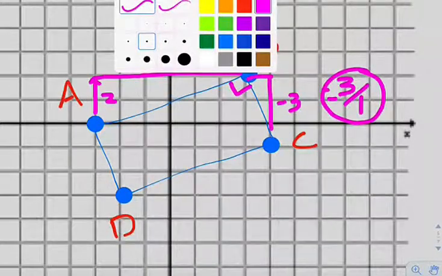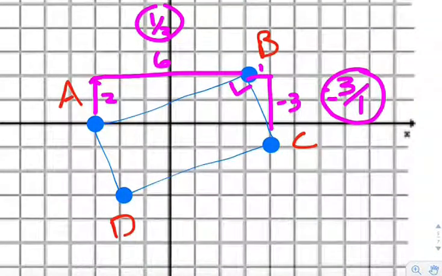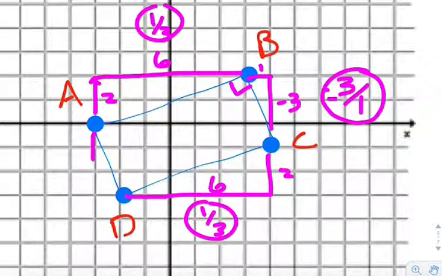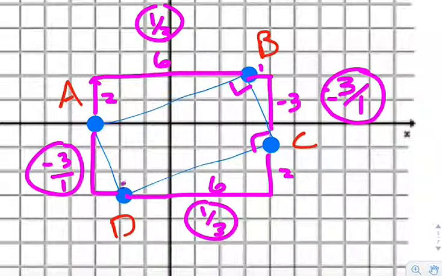Let's go ahead and check the other pairs. Let's see, we have 1, 2, 3, 4, 5, 6, up 2. So that's just like the one on top. It's parallel to the one on top, so its slope will also be 1/3. And then we have down 3 over 1 for this one on the right. So again, it looks like in all cases we're going to have right angles because the slopes are all opposite reciprocals of one another. Now that's not proof.